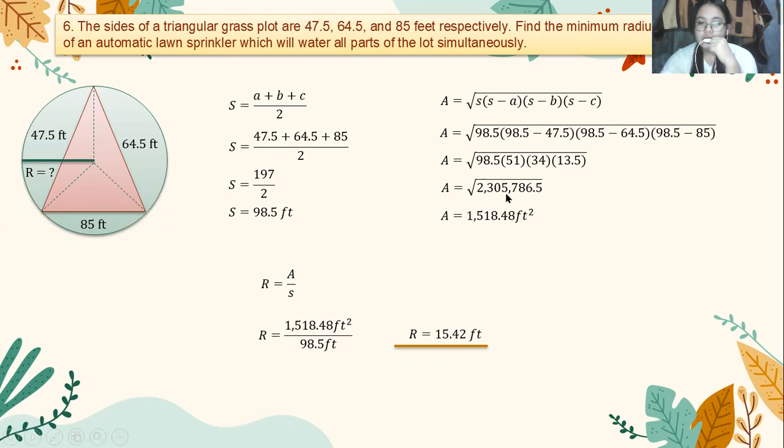If we multiply all of them, we will get 2,305,786.5. If we get the square root of this, we will get 1,518.48 feet squared. To get the radius, we will have to divide the area by the semi-perimeter. So r is equal to 1,518.48 feet squared over 98.5 feet. So the radius is 15.42 feet. So the minimum radius of an automatic lawn sprinkler is 15.42 feet. And that would be all. Thank you.